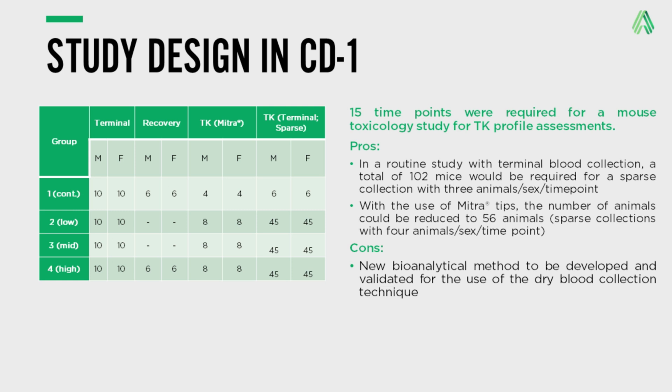With using the tips, the number of animals could be reduced to a total of 56 animals. We'll still be using the sparse collection method, but now we'll be using 4 animals per sex per time point, but we're cutting down the number of animals by 50%. The cons of this method is that a new bioanalytical method may need to be developed and validated in order to utilize the dry blood collection technique.